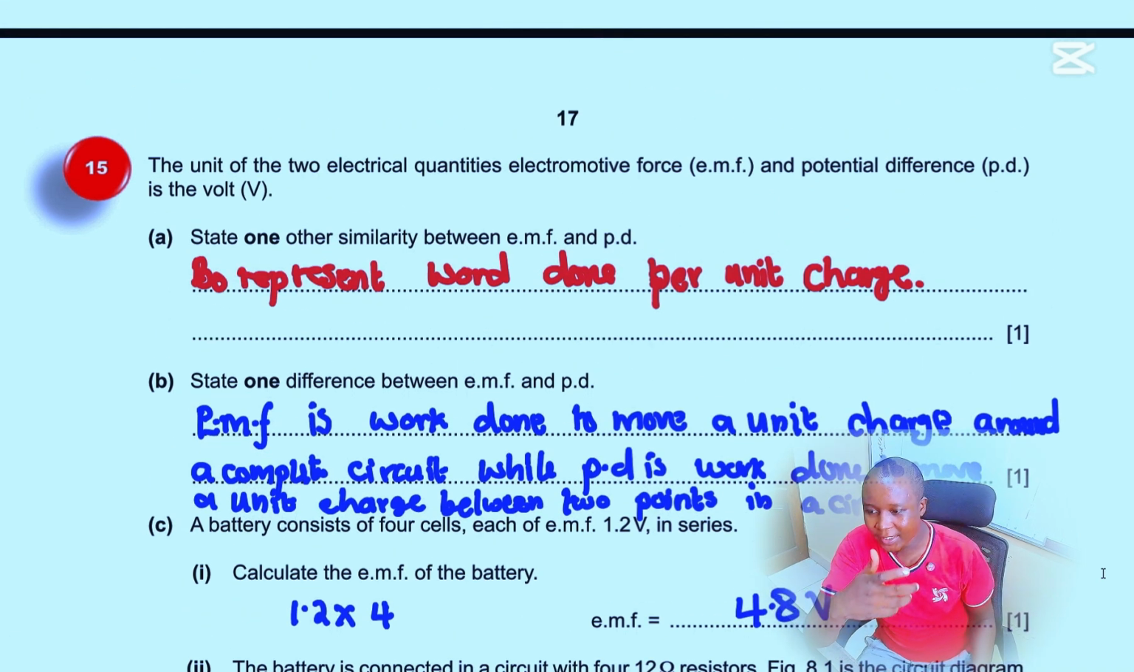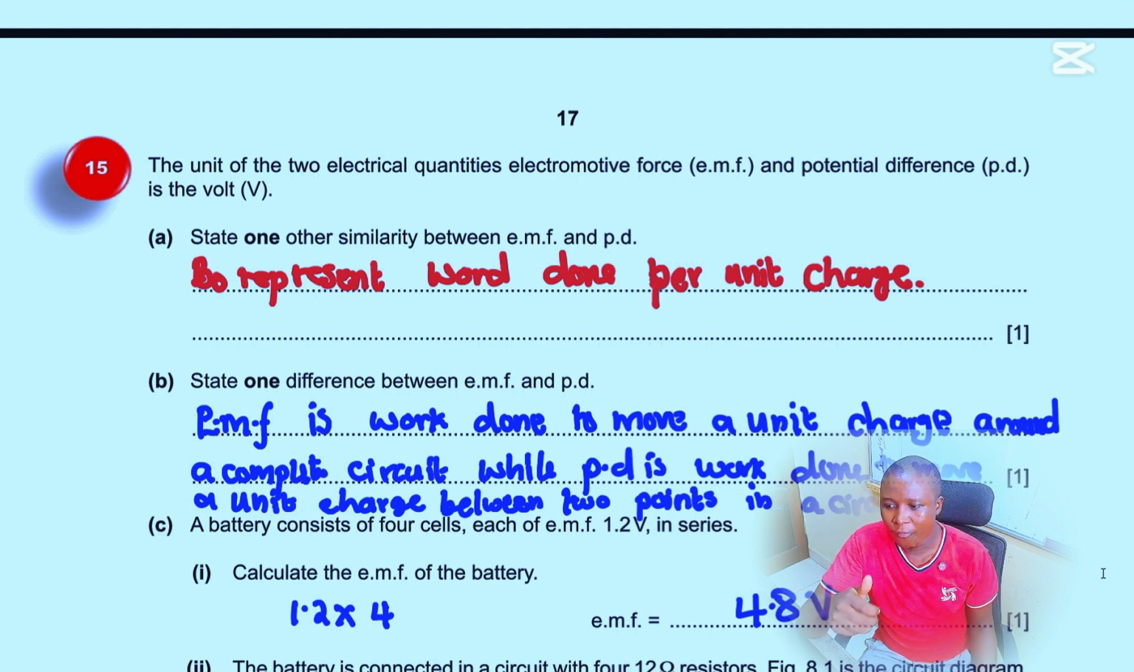So let's look at the first question here. State one similarity between EMF and PD. One of the similarities that has been given here is that both EMF and PD are measured in the units volts. But another similarity will be both represent the amount of work done per unit charge.